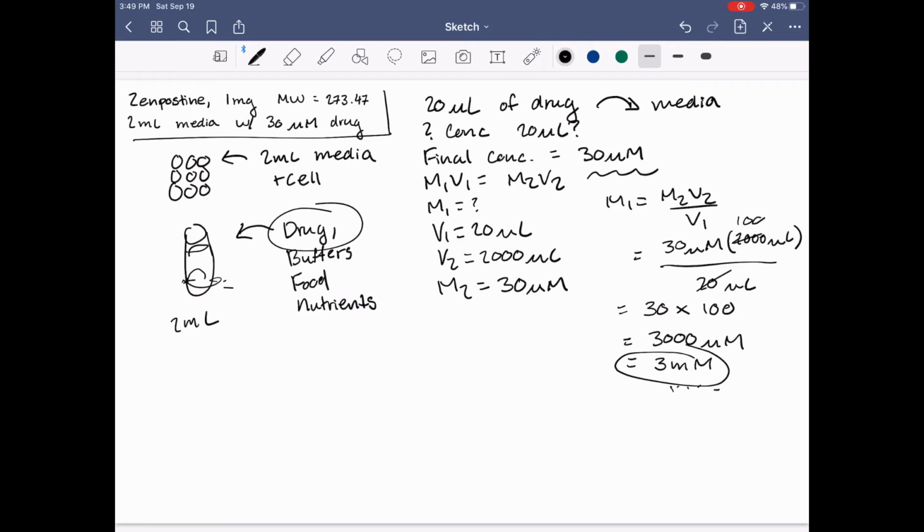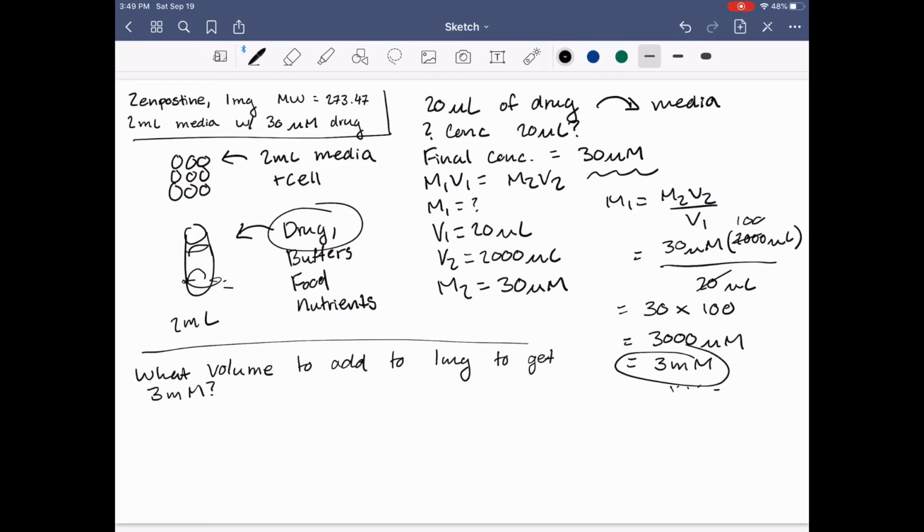So this is where your teacher kind of lost me, because I think there are some better ways to do this. And what we're going to do is, okay, so now the new question is what volume to add to 1 milligram to get 3 millimolar? Okay? So what I would actually suggest is to use dimensional analysis to convert from milligrams to milliliters using your concentration as a conversion ratio. Okay? So let's take a look here.